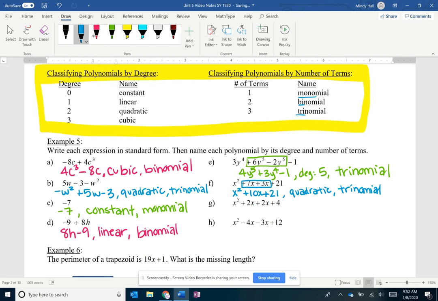For the next one, x squared plus 2x plus 2x plus 4, we're going to add our 2 x's, so that would give us 4x, and then we can keep the other stuff that's around it. My highest exponent is a 2, and so that would make this also a quadratic. And then this also has 3 terms, so this would be a trinomial.